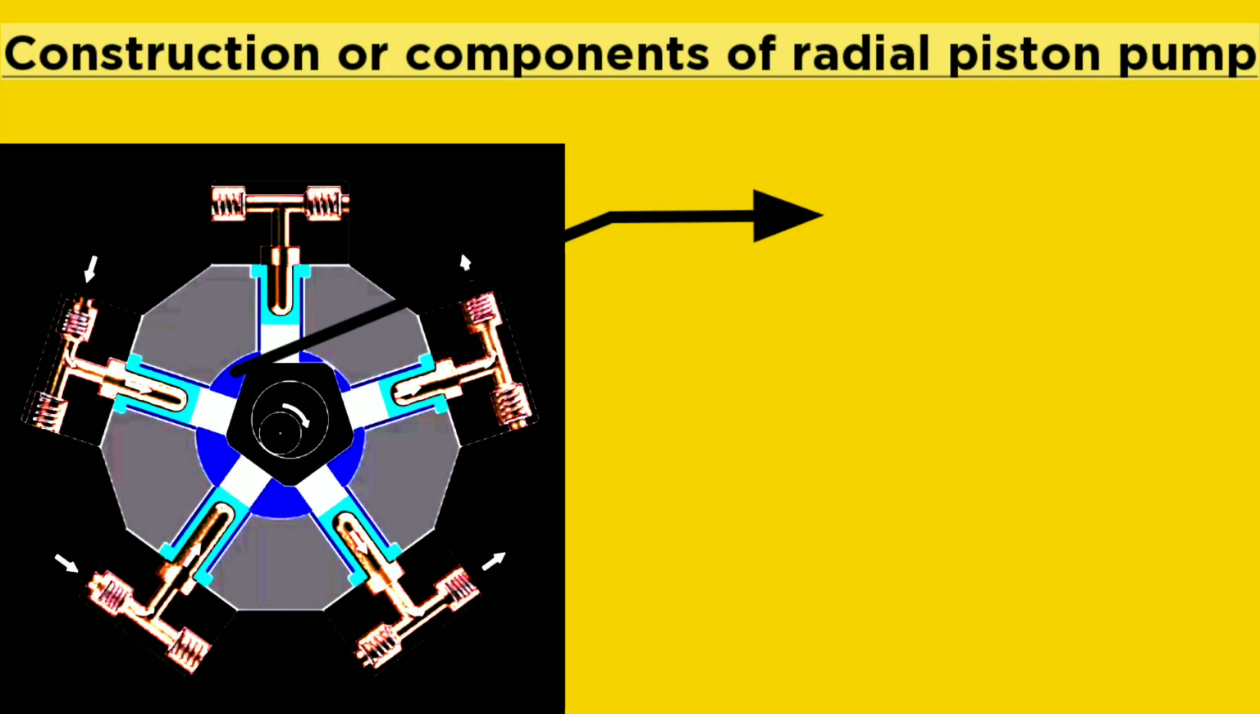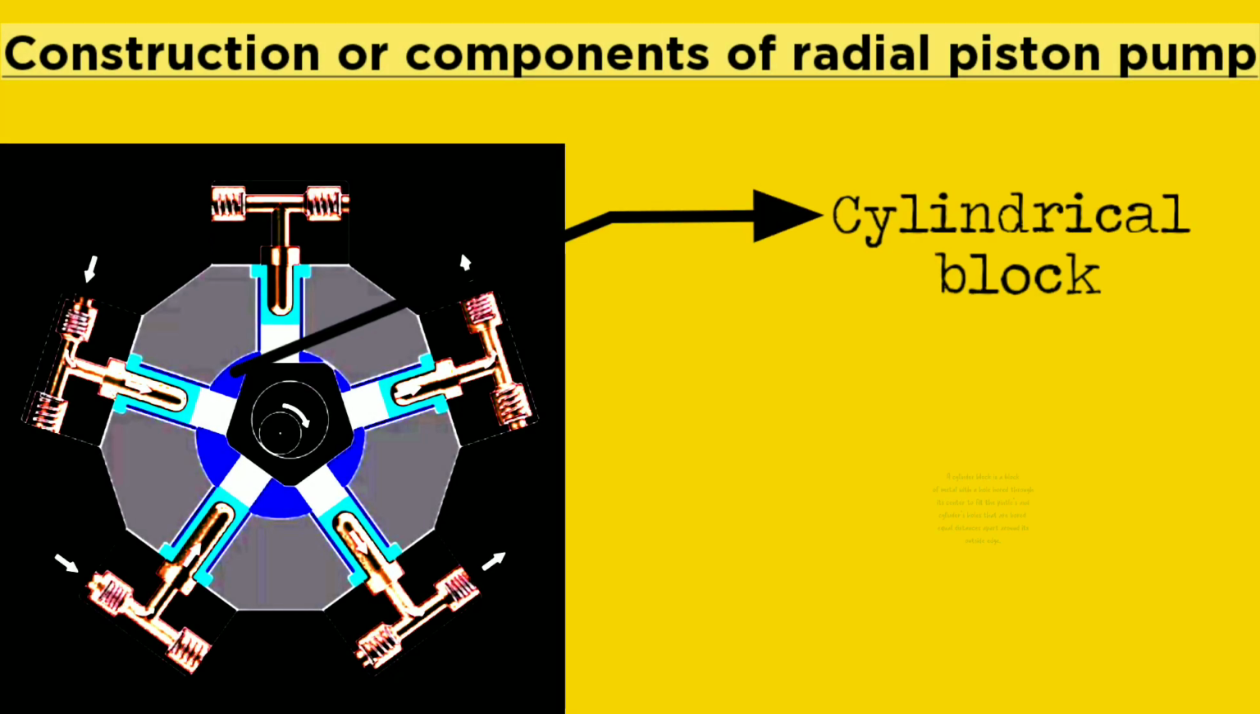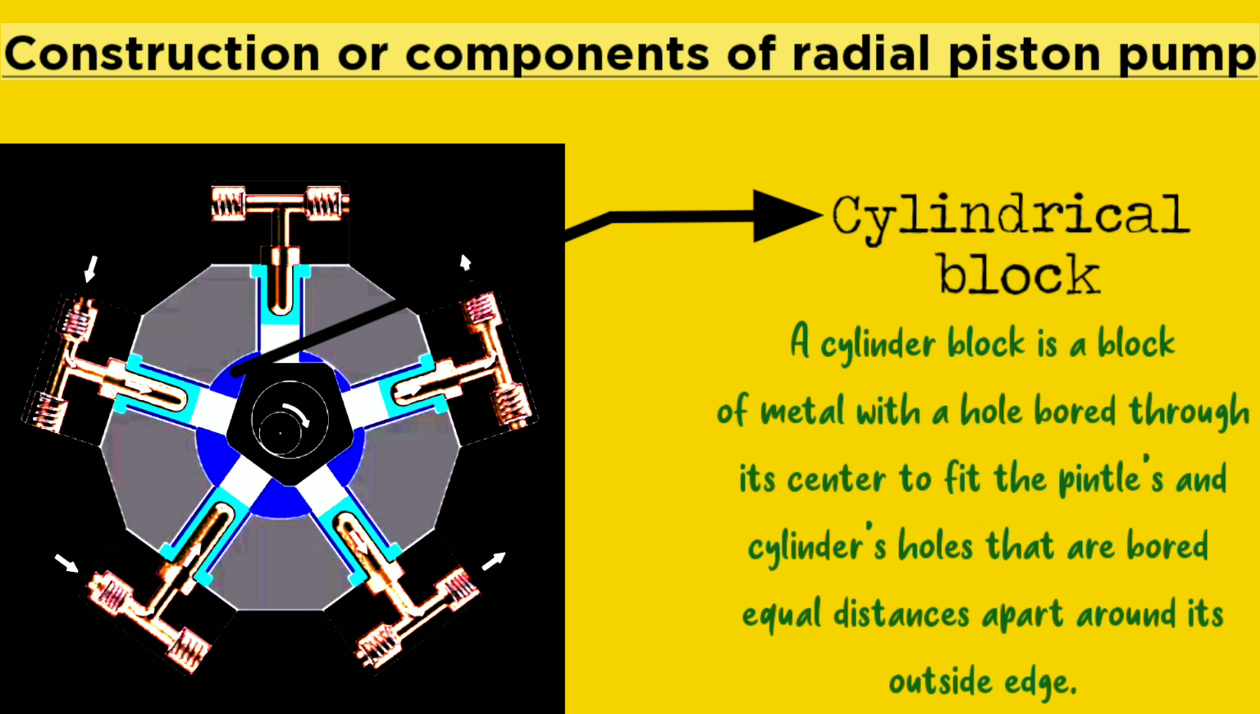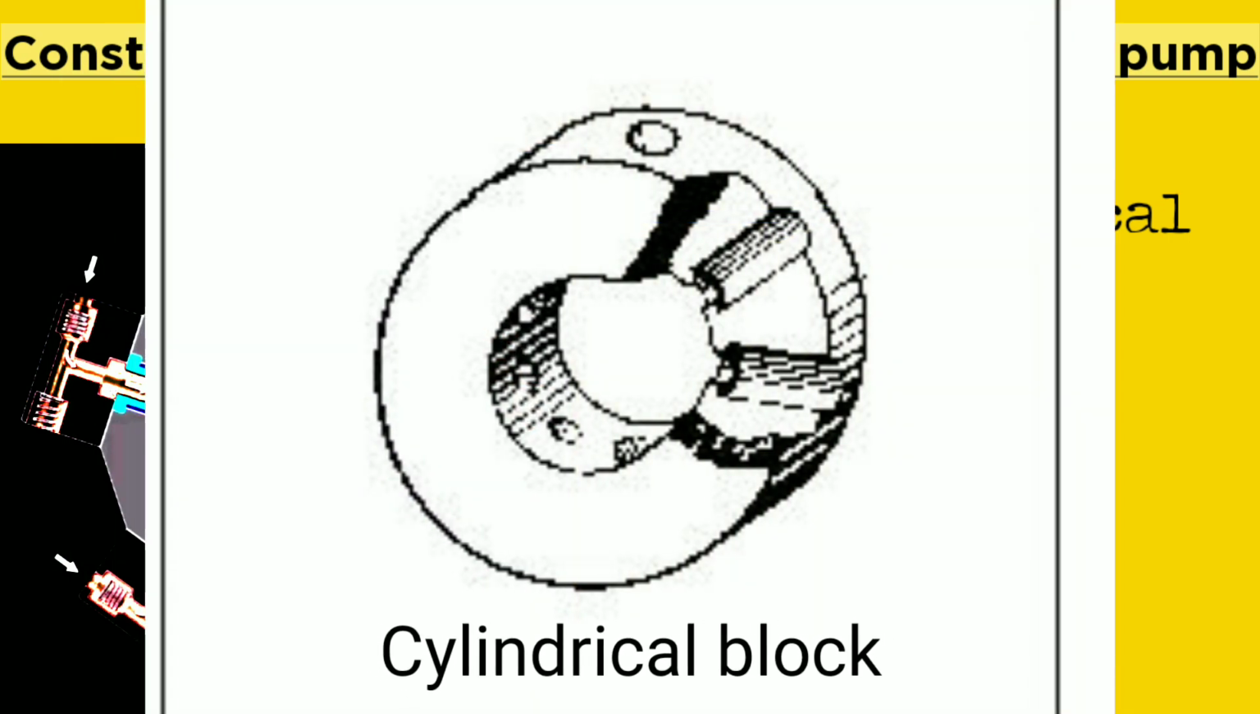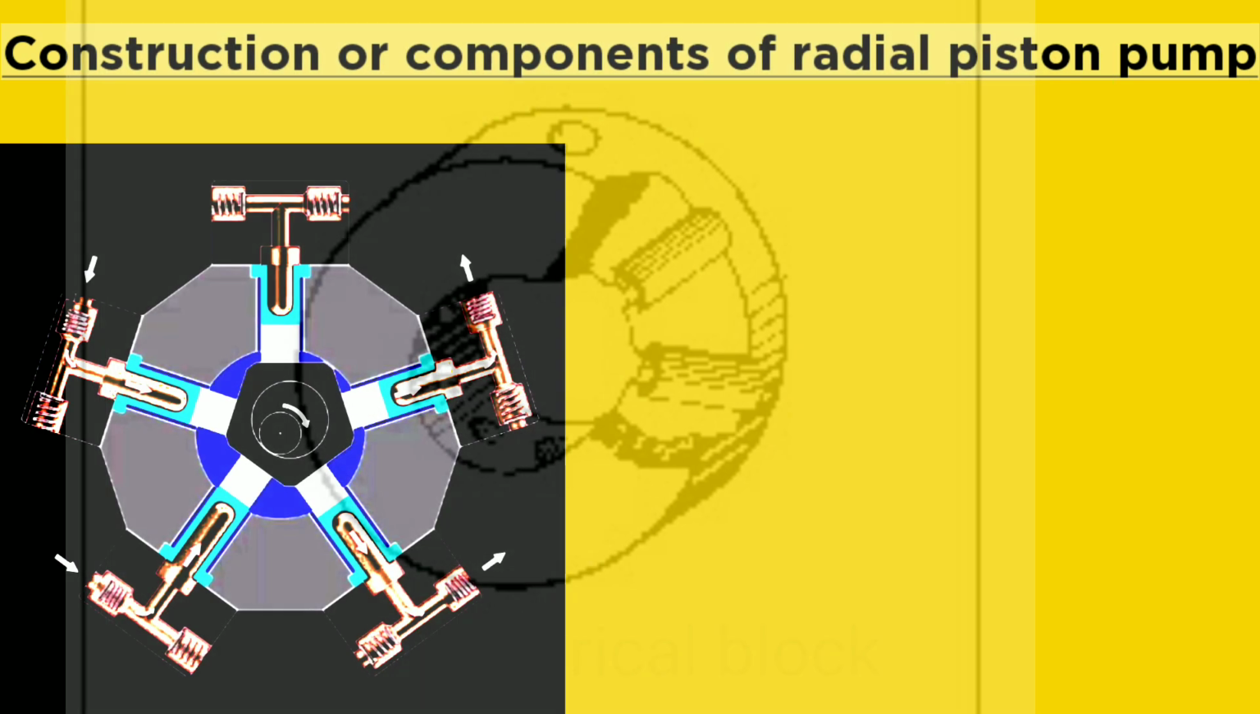Another component is the cylinder block. A cylinder block is a block of metal with a hole bored through its center to fit the pintle, and cylinder holes that are bored equal distances apart around its outside edge. The given diagram is a simple compound diagram of a cylinder block.